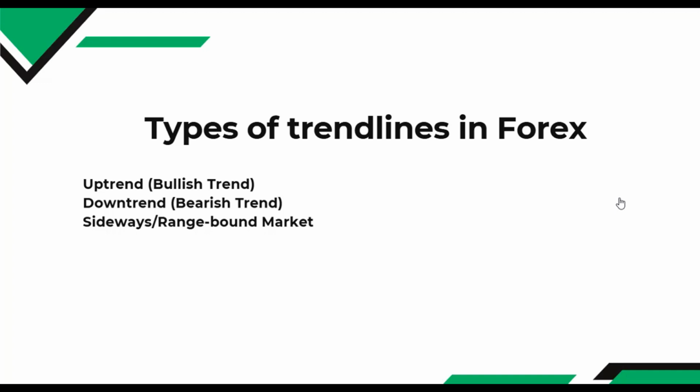The third is the sideways or range-bound market. Now, in a sideways trend, the price moves within a horizontal range, with the highs acting as resistance and the lows acting as support. Trend lines help highlight these levels. Now, how do you draw trend lines in forex? For the uptrend, you need to connect at least two higher lows to form an upward sloping line, which is also known as support. For the downtrend, you need to connect at least two lower highs to form a downward sloping line, also known as resistance.